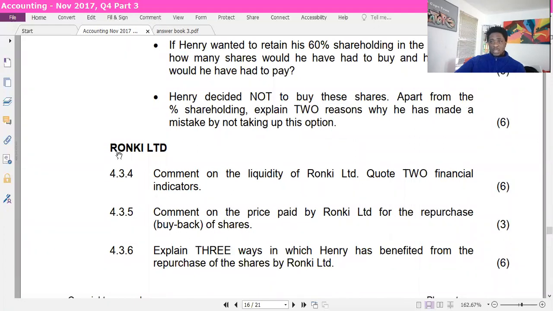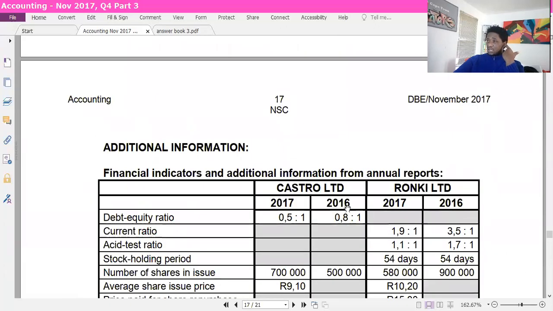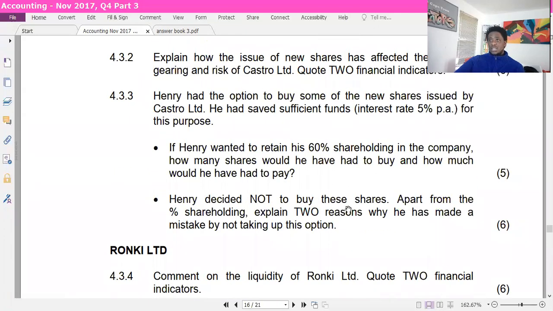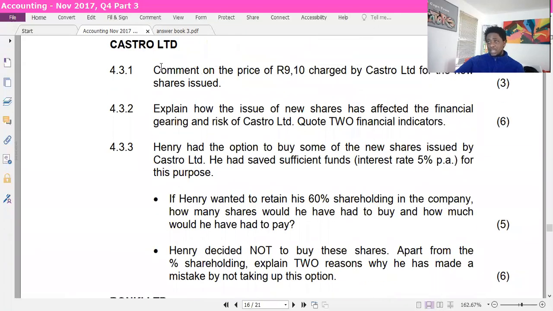This one is much more based on Ronki Limited. So we're going to be looking at the other side of additional information. The first question says comment on the liquidity of Ronki Limited, quote 2 financial indicators. You can see the first question in here was actually saying comment. There's nothing wrong with the comment. You just have to show that you understand your comment by expatiating a bit on it.